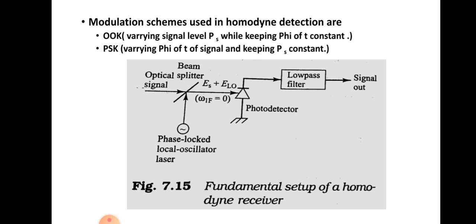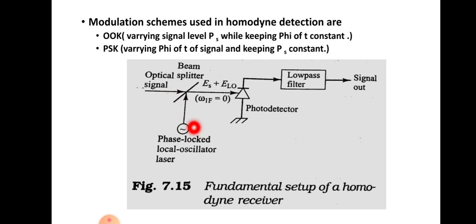In the case of PSK, that means phase shift keying, we vary the phase of the signal, and we keep the amplitude of the signal, or PS, constant. The figure shows the fundamental setup of a homodyne receiver. You can see here the optical signal, and there is a need for a phase locked loop, shown here, and this phase locked loop will produce a carrier signal which is in lock with the optical signal. That means frequency and phase should be matched with that of the optical signal.